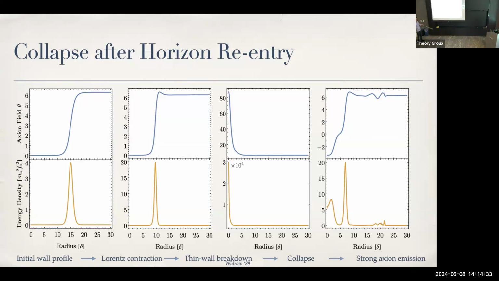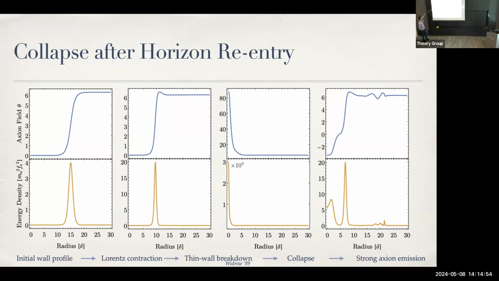But it's nice to do first the spherical wall case to get intuition for what happens to the wall in more general geometries. So here I've got in blue on my top panel my axion field as a function of my radius from the given center of the wall. And these are in units of the thickness of my wall, which is of order the inverse axion mass.